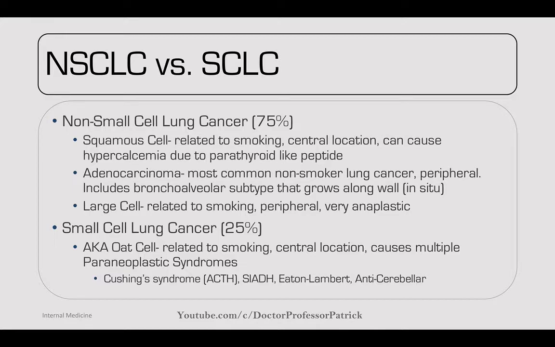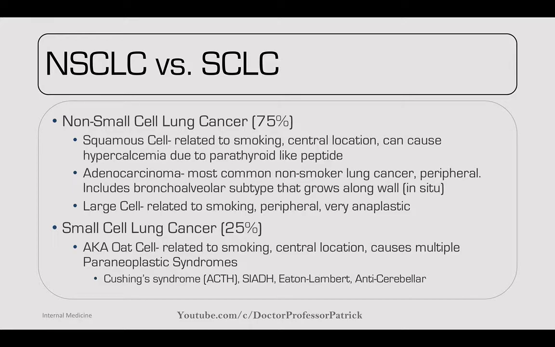You have adenocarcinoma, which is the most common cause in non-smokers, and it's peripheral, includes bronchoalveolar subtype that grows along the wall, so it's a bronchoalveolar in situ cancer. And then you have large cell cancer, which is related to smoking. It's peripheral, and it's very anaplastic.